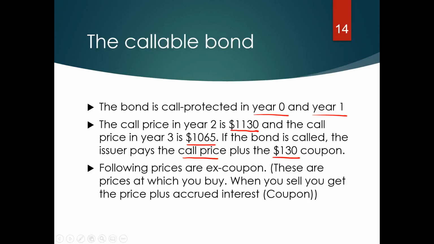Now we're going to put the prices that are ex-coupon, so these are the prices at which you would buy the bond. When you sell, you would get the price plus the accrued interest. Like in all options, first, we need to check what happens in year 3.